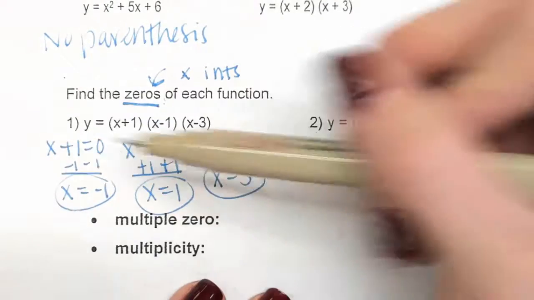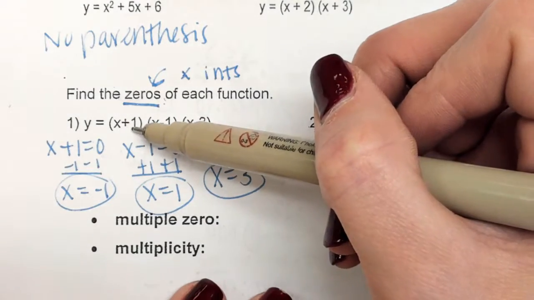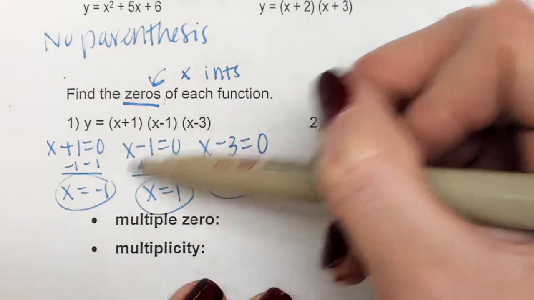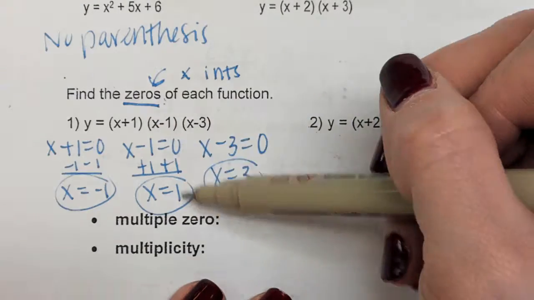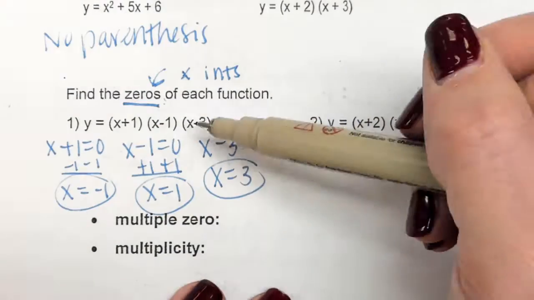So quicker way than to set all these equal to 0, you just take the opposite signs. This one, your 0 would be negative 1 because it's the opposite of this. This one it's positive 1 because it's the opposite of this. This one it's positive 3, opposite of that.